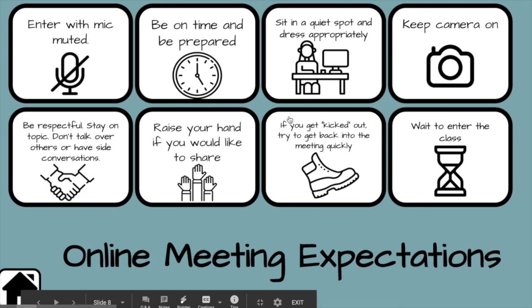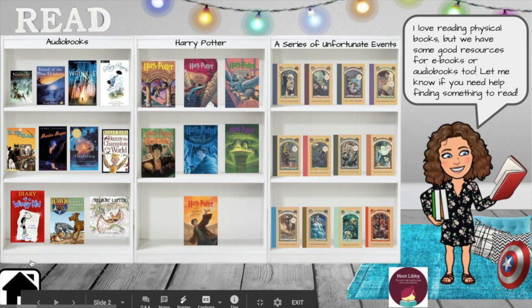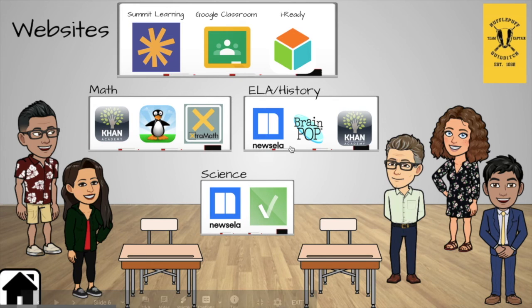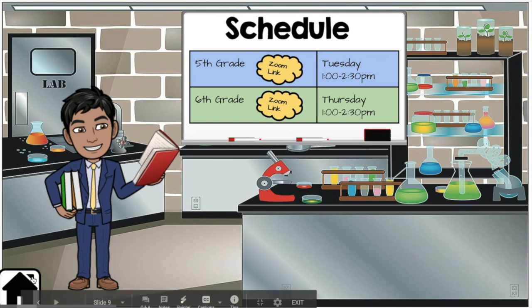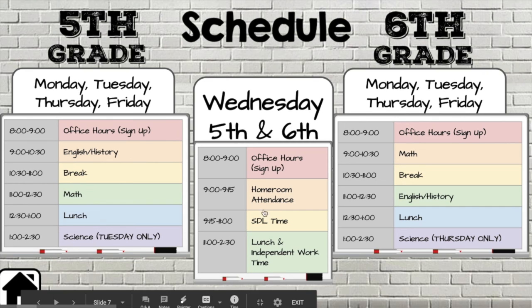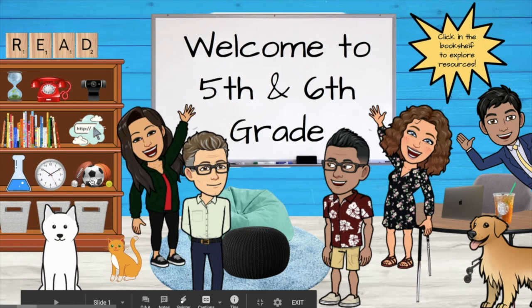Then we have our online meeting expectations board. We've got the book room. We've got all of the websites that we are going to be using this year, and each of these is, again, a link to the login page for those websites. We have our science teachers page that has the links to his Zoom meetings in case the kids need them. We have a schedule. So this is our schedule for the kids. And then we also have a PE page.